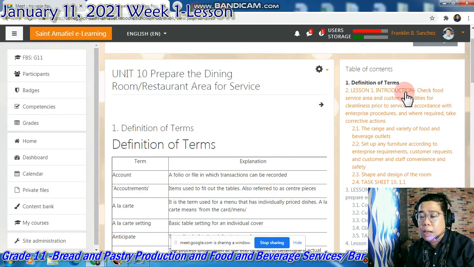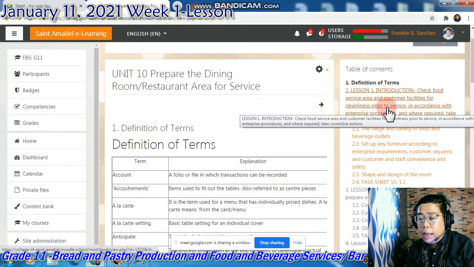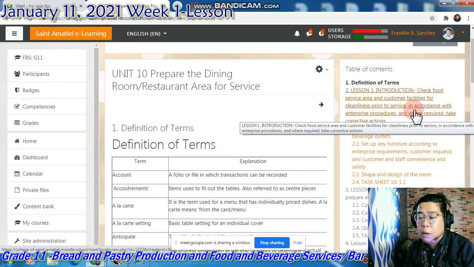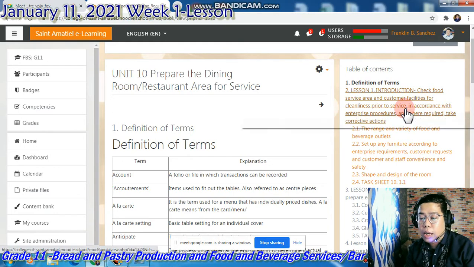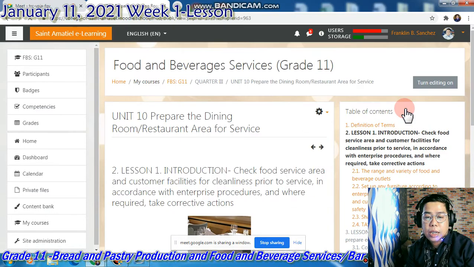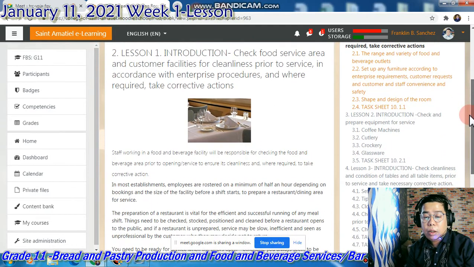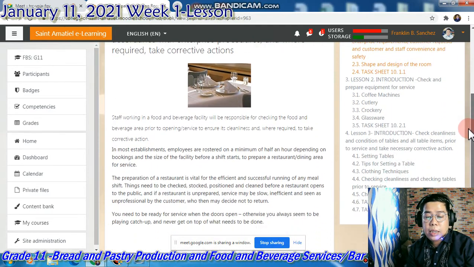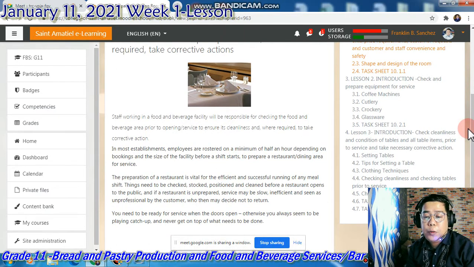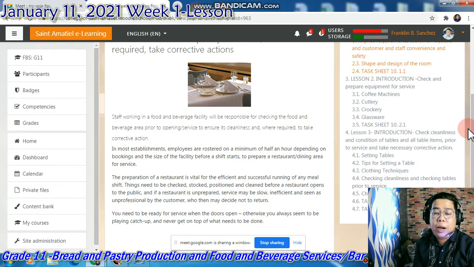Okay, for the lesson 1, for the introduction, you have to check food service area and customer facilities for cleanliness prior to service in accordance with enterprise procedure and where required, take corrective action. Ayan. So, tignan po natin kung ano po yung introduction ng ating lesson. Okay. So, here we are. So, the staff working in food and beverage facilities will be responsible for checking the food and the beverage area prior to opening.